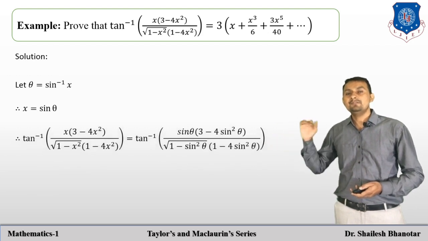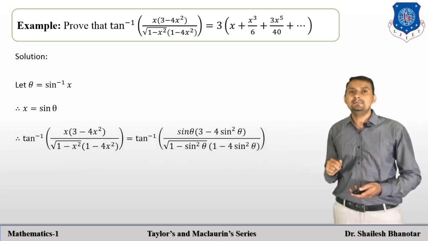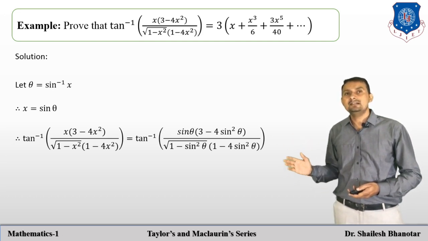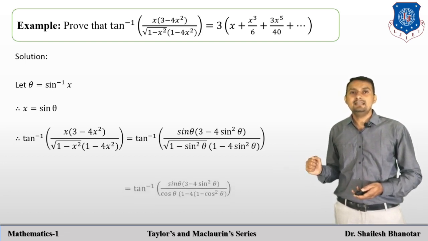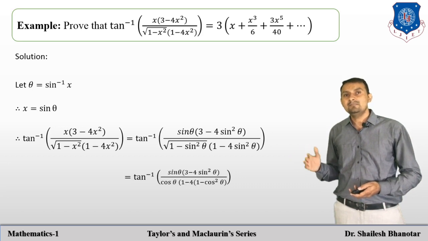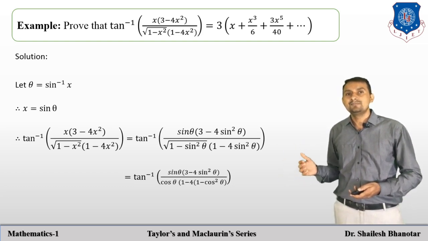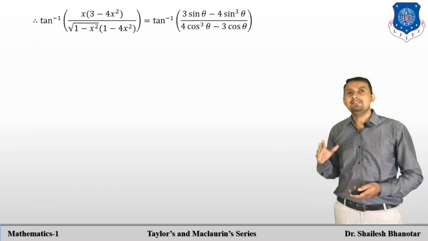If we put all these values on the left hand side, x is sin theta, and (3 minus 4 sin square theta) divided by under root (1 minus sin square theta), and this is (1 minus 4 sin square theta). After simplifying, we get sin theta into (3 minus 4 sin square theta) divided by 1 minus sin square, that is cos square, but the under root is there, so it will be eliminated, so we get cos theta into (1 minus 4 sin square theta), which can be written as 1 minus cos square theta. After simplifying, we get this form.